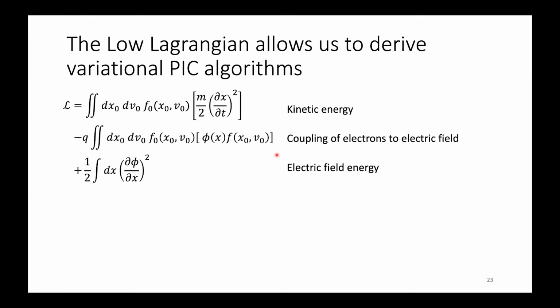I'm not going to do this for you, but I promise, and you could work this out on your own, that if you vary this with respect to the distribution function, you'll get the Vlasov equation, the electrostatic Vlasov equation. There won't be a magnetic field. And if you vary with respect to phi, you'll get the Poisson equation. And so this gives us all the tools we need to derive variational PIC algorithms.